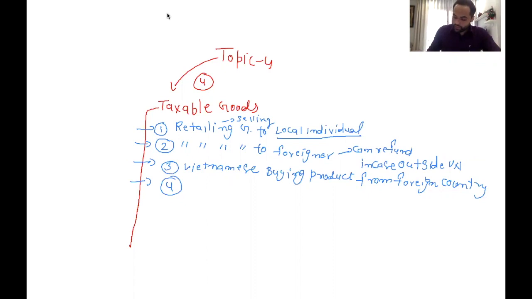Okay, so now we talk about number four. Number four is any Vietnamese company selling machines or any kinds of assets to another Vietnamese company. One Vietnamese company selling machines or equipment to another Vietnamese company, in that case we have to pay tax.